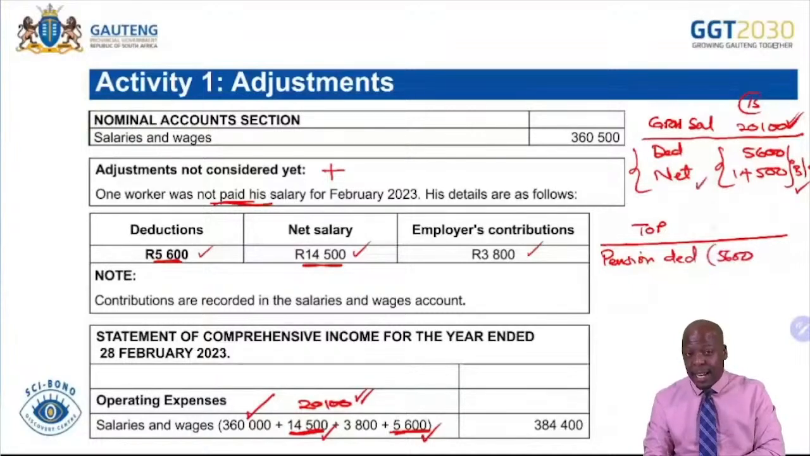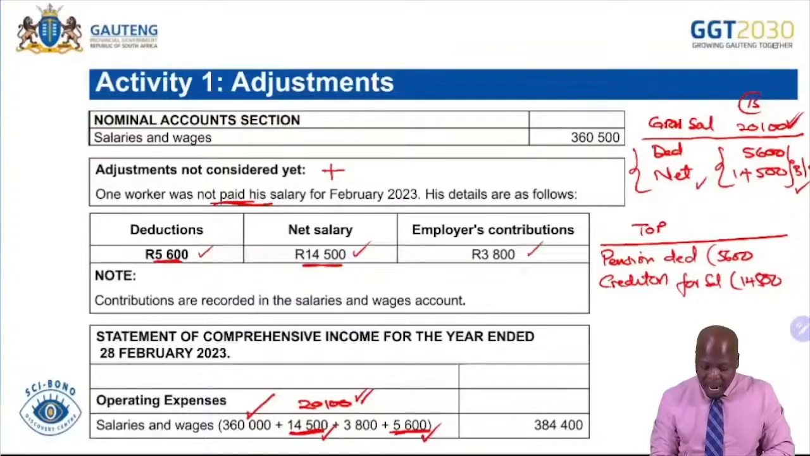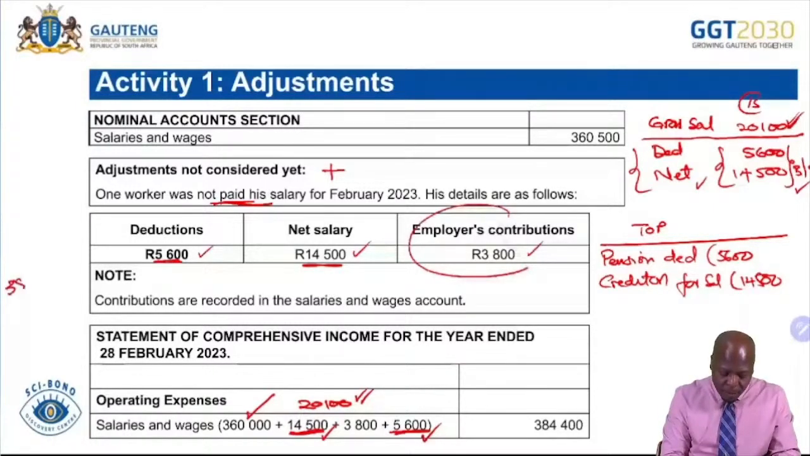And then this net salary, remember, what do we call that? Creditors for salaries. And you'll be having your 14.5. I just wanted to expand it for you so that you can understand it. Now that I have dealt with these two, I can then come and talk about the employer's contribution. The employer's contribution is how much? 3,800. So my 3.8 will be adjusted in two places, that is, the income statement as well as the balance sheet.